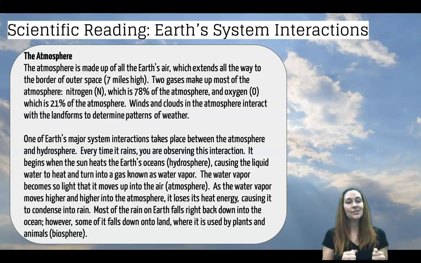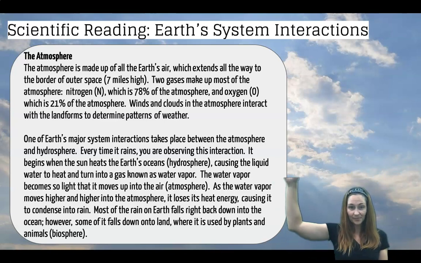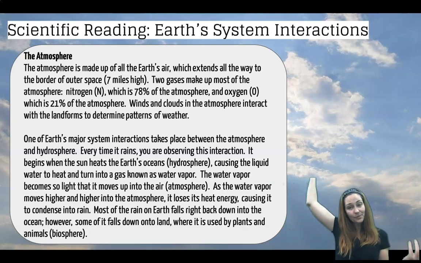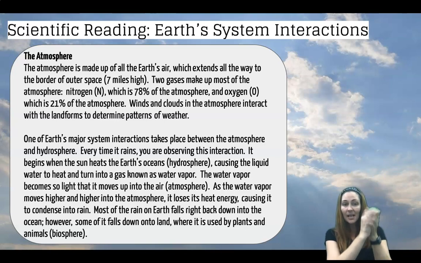One of Earth's major system interactions takes place between the atmosphere and our hydrosphere. Every time it rains, you are observing this interaction. It begins when the sun heats the Earth's ocean, hydrosphere, causing liquid water to heat and turn into a gas known as water vapor. The water vapor becomes so light it moves into the air, atmosphere. As the water vapor moves higher and higher into the atmosphere, it loses heat energy, causing it to condense into clouds and then into rain.